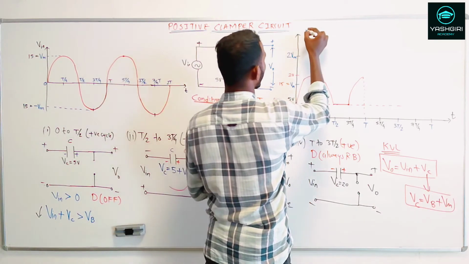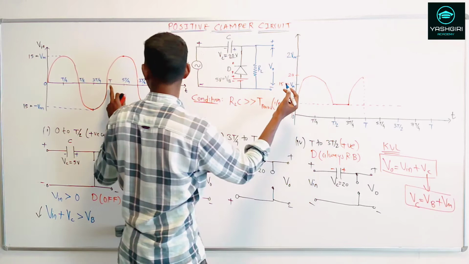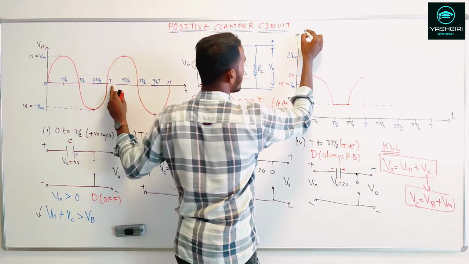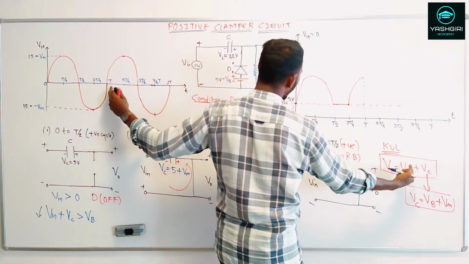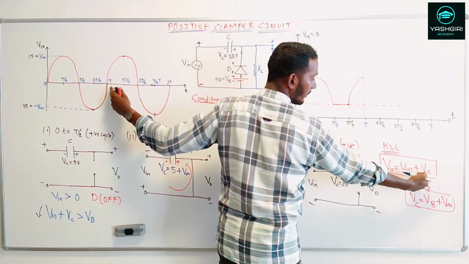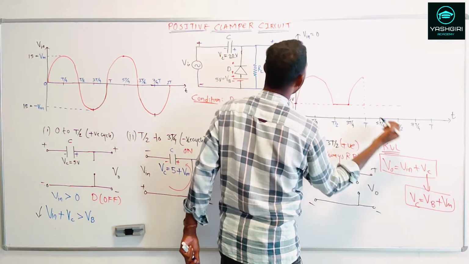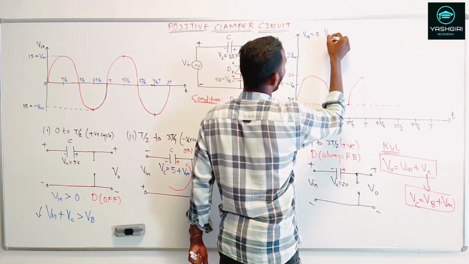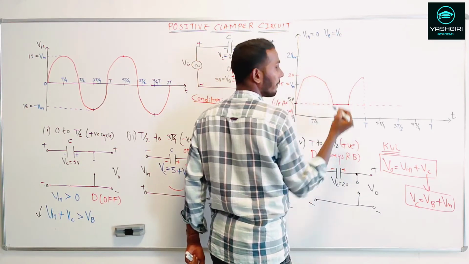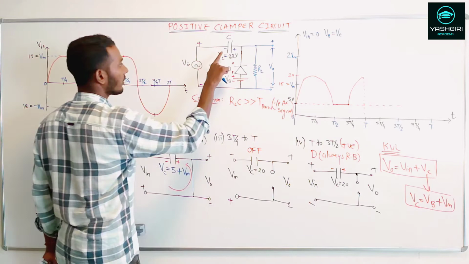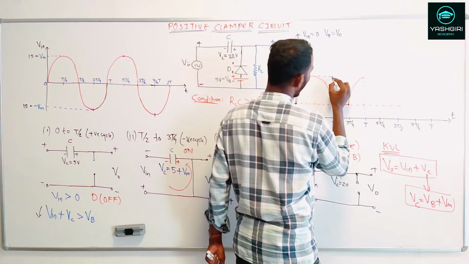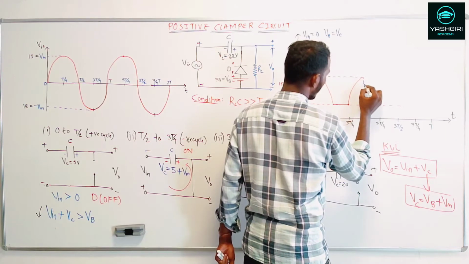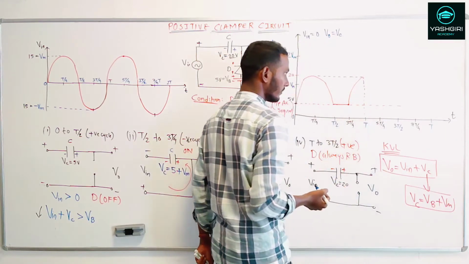At t equal to 0, the V in is equal to 0. When V in is equal to 0, the V out will be equal to Vc. So V out will be equal to the voltage across the capacitor. And what is the voltage across the capacitor? It's 20 volts. So I'm getting 20 volts at t equal to 0.